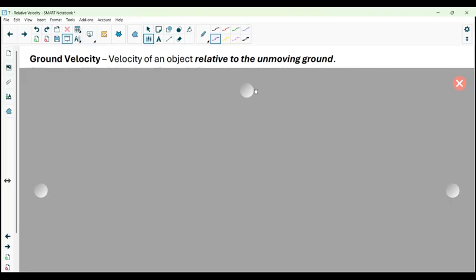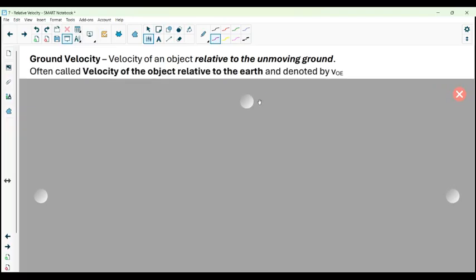You will see this one in your textbook, but sometimes it goes by other names. This is often called velocity of the object relative to the Earth, and it would be denoted by VOE, or it could be V. Let me write this in. Could also be VPE for plane, Earth, or VBE for boat, Earth.